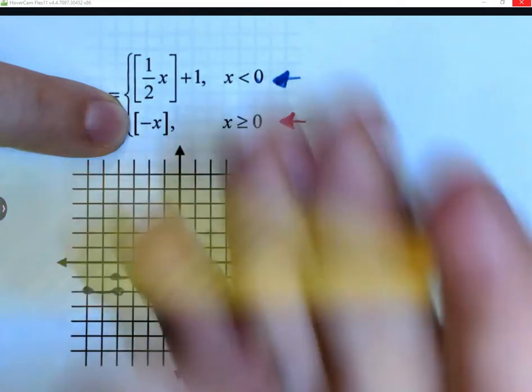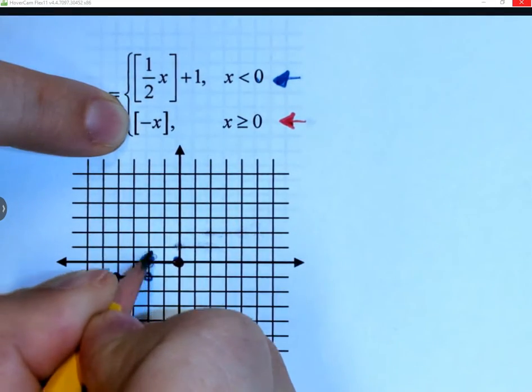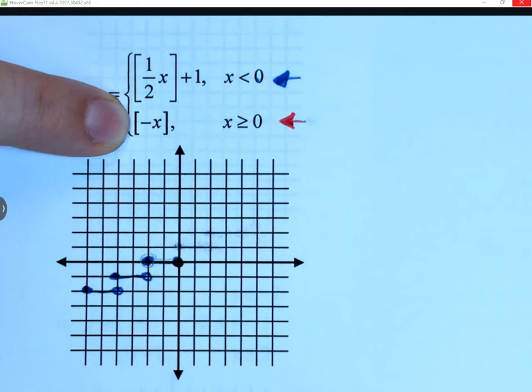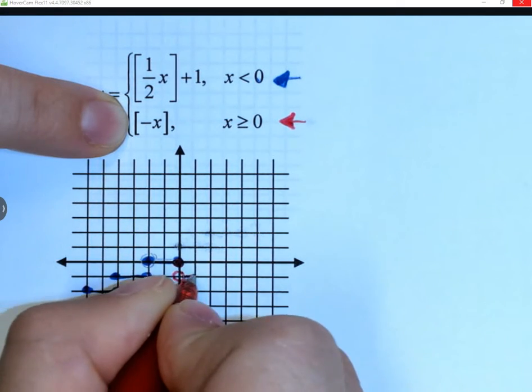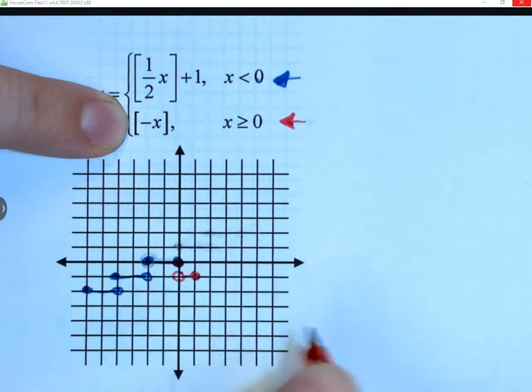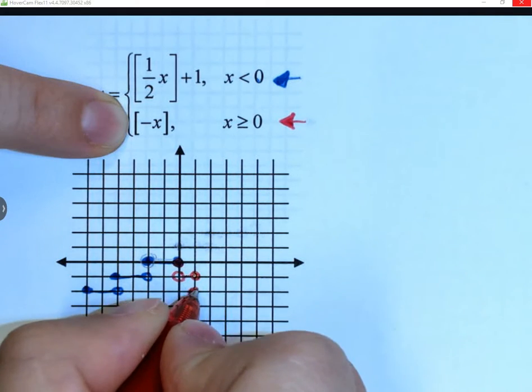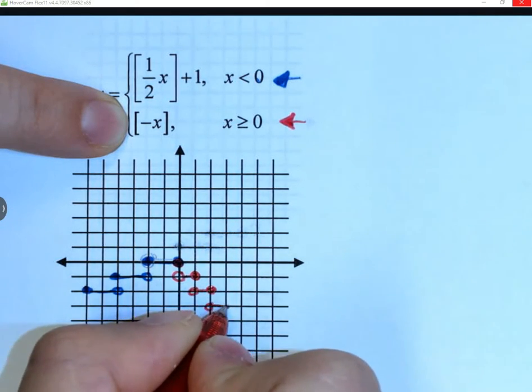So what I would originally do is I would have my closed circle and then an open circle here. And then one negative always looks like it's stepping down. So the next one would be open circle, closed circle, open, closed.